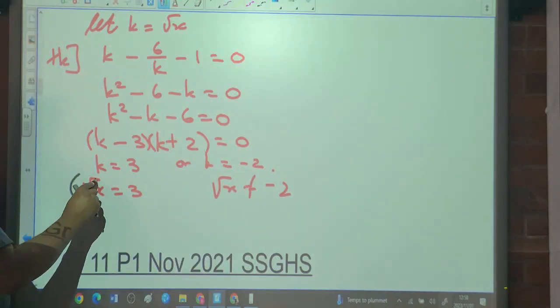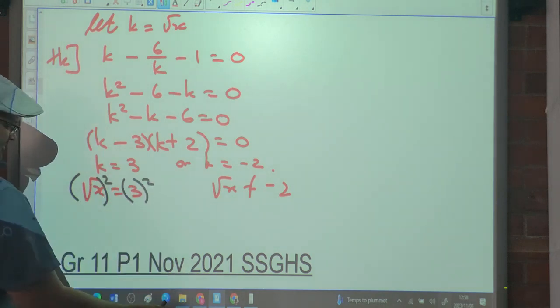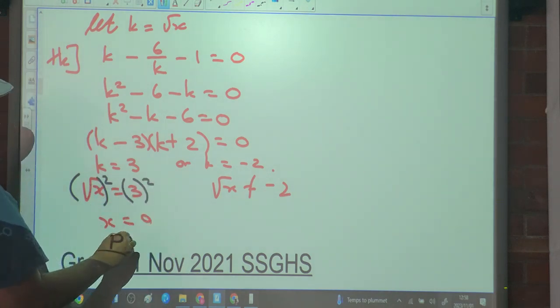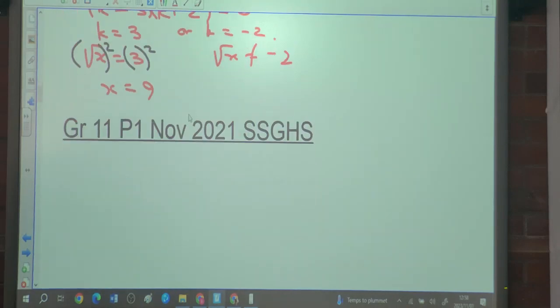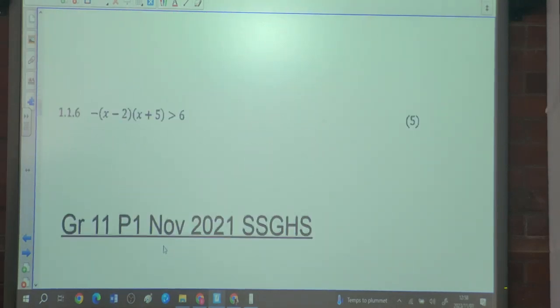So what do I do here? Square both sides. So we got x is equal to 3 squared, which is 9. Okay. Any confusion there? No? Let's carry on. Next one.